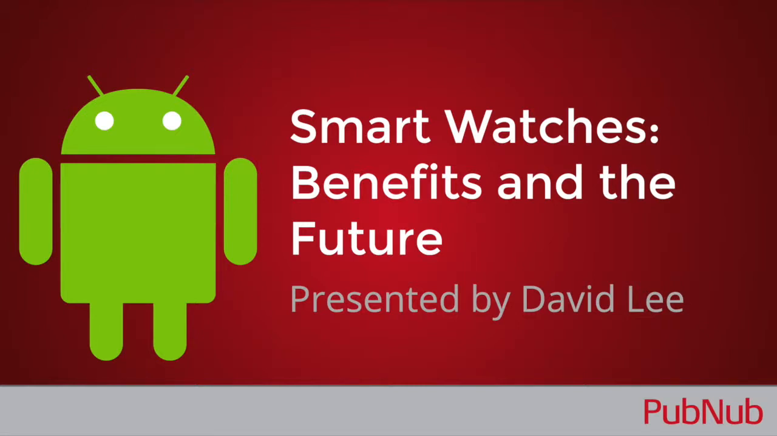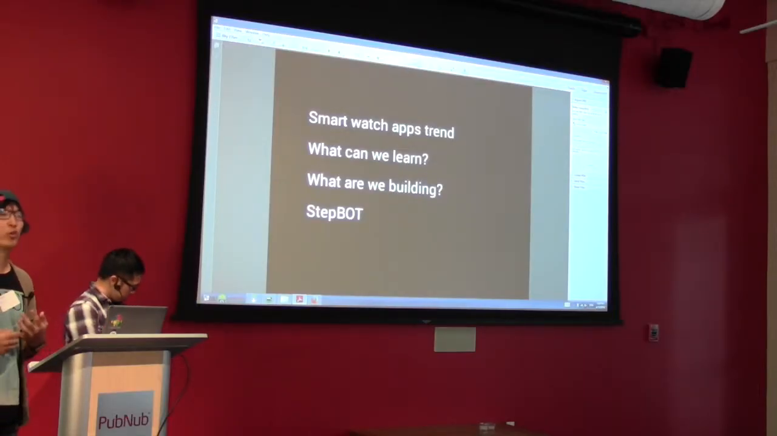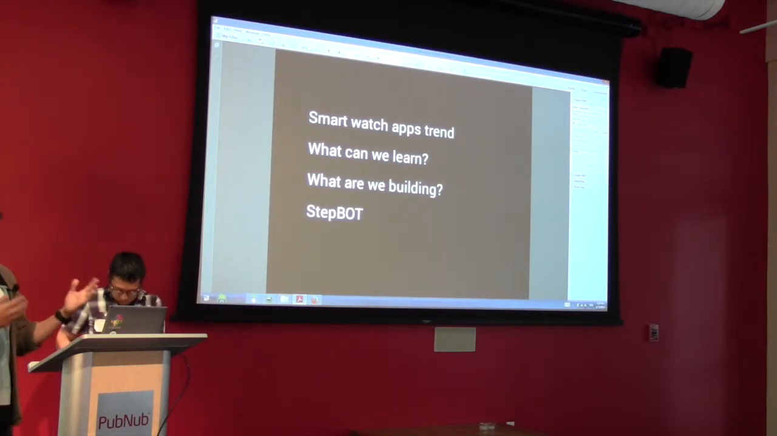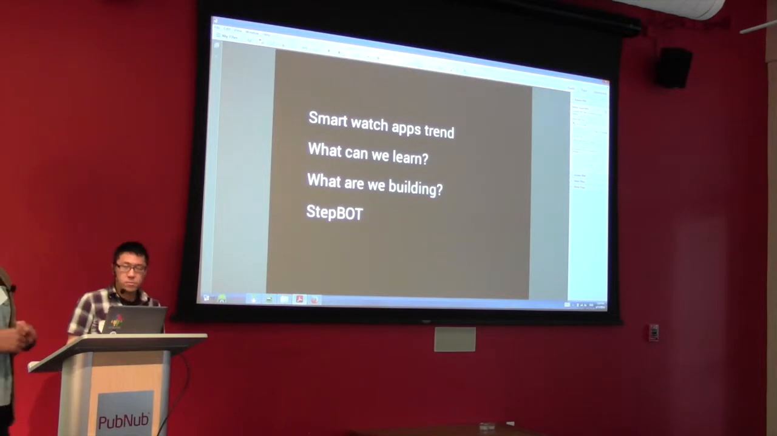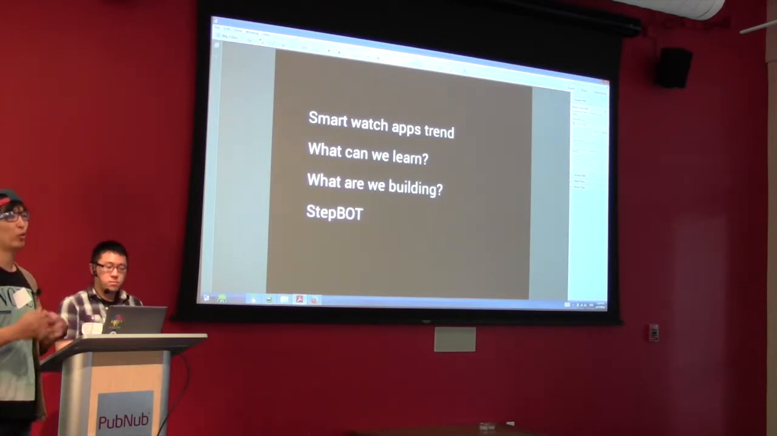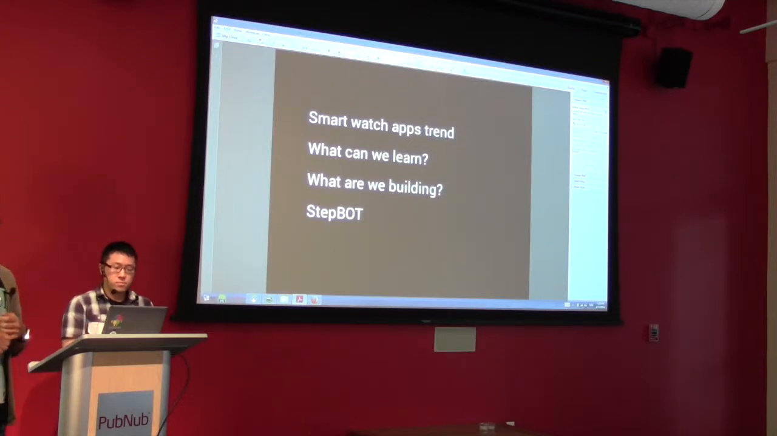So today we're going to talk about 4 things. Let's just look at what smartwatch apps are out there, right? That's going to tell us a trend, and that's going to tell us how people are going to use it. And let's talk about what we can actually learn from this trend, and what we are going to build. And we're going to quickly talk about some of the applications that we're building, and some of the user experience and actual development side of it. And finally, we will be talking about our feature application today, StepBOT.